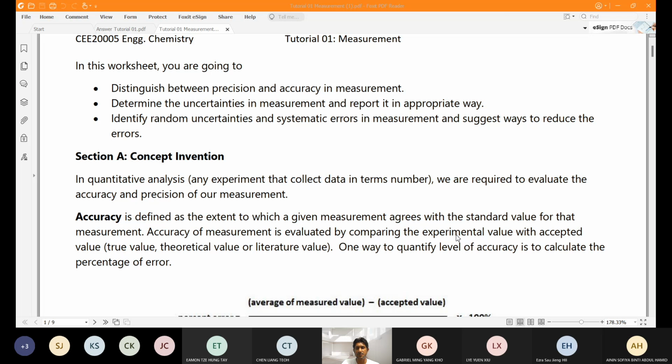I'm expecting it from those who are already from foundation. I'm sure that you have heard, you remember, I don't know whether you remember, but you have done this. Quantitative and qualitative. Anybody can answer me, please?